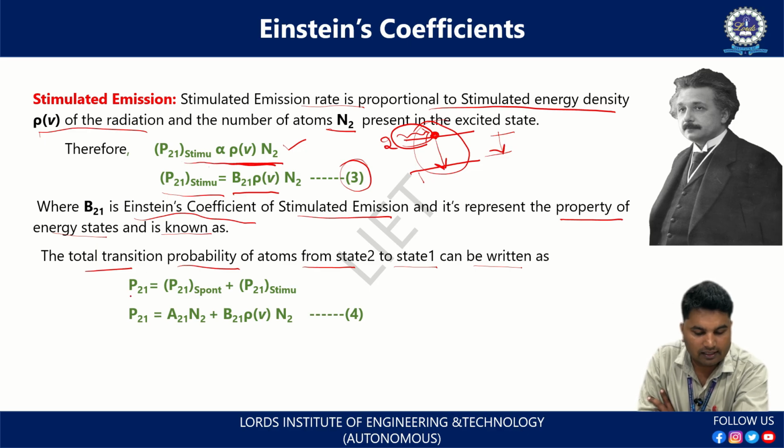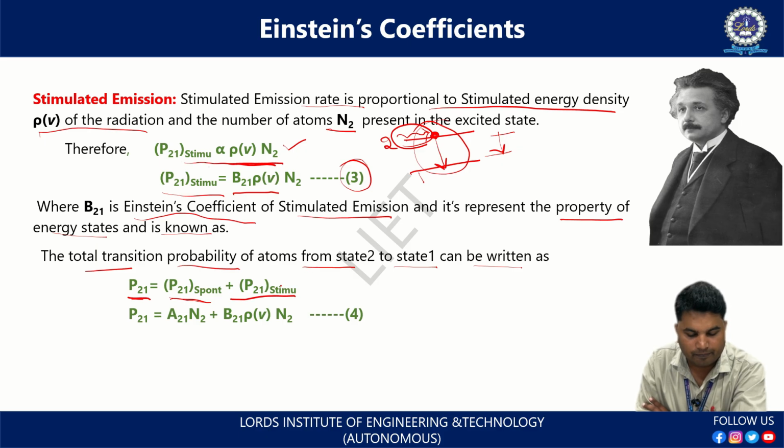So here you can say that P21, the transition from higher energy state to the lower energy state under the influence of the atom, can be taken down as P21 spontaneous plus P21 stimulated emission. Stimulated emission is happening under the influence of external energy of a photon, whereas spontaneous emission is happening from 2 to 1 without any external energy, on its own, after spending an average lifespan of 10 power minus 8 second.